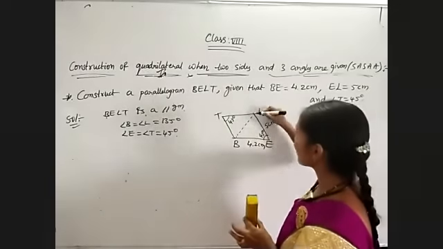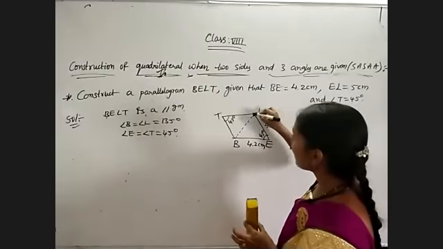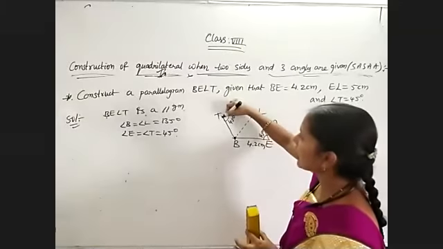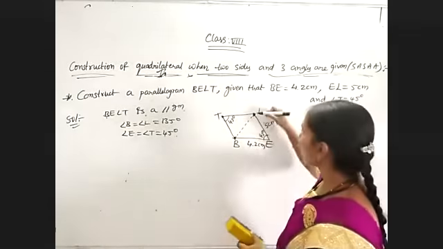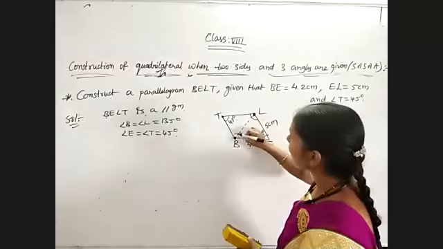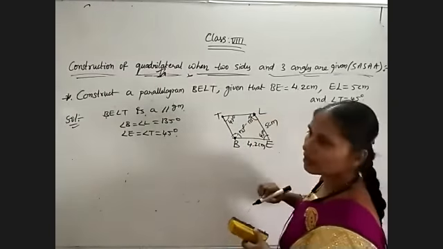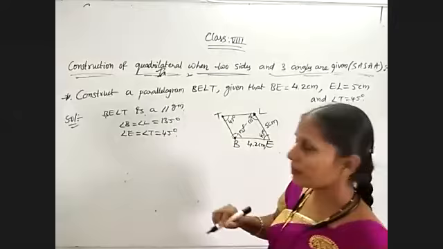After that construction, construct angle L and angle B. Wherever they are meeting, locate the point as T. So angle L and angle B we have 135 degrees and 135 degrees. That's it. Now construct the parallelogram.